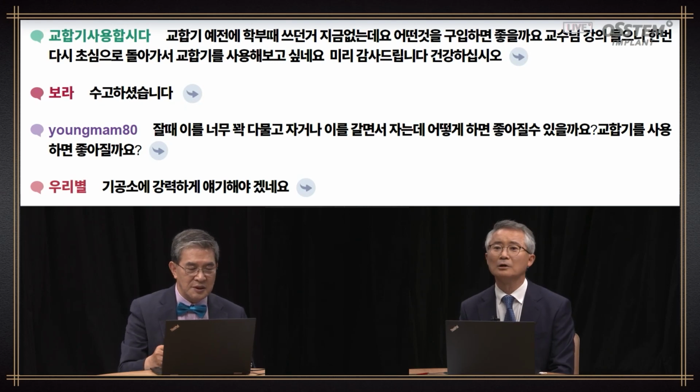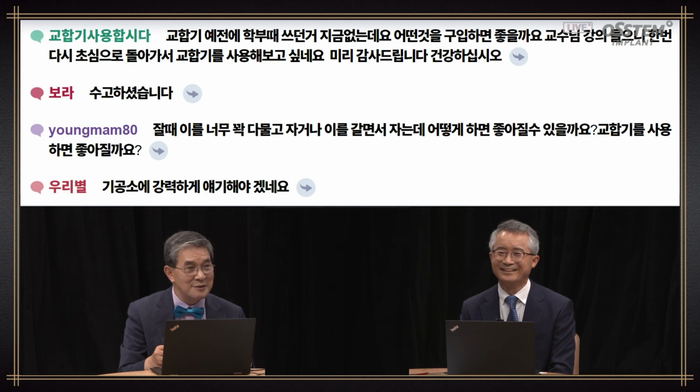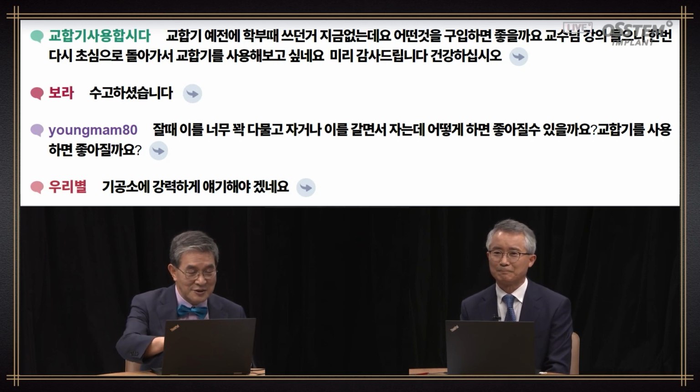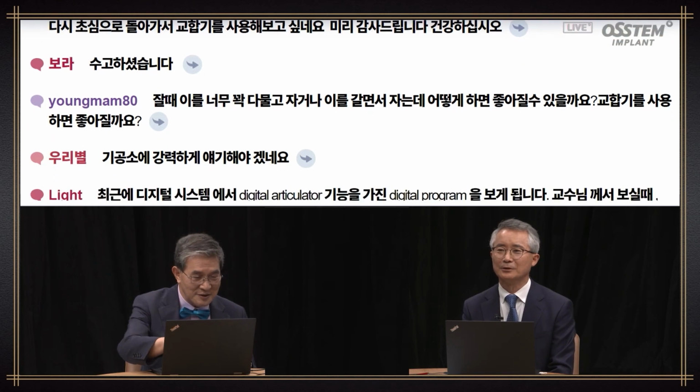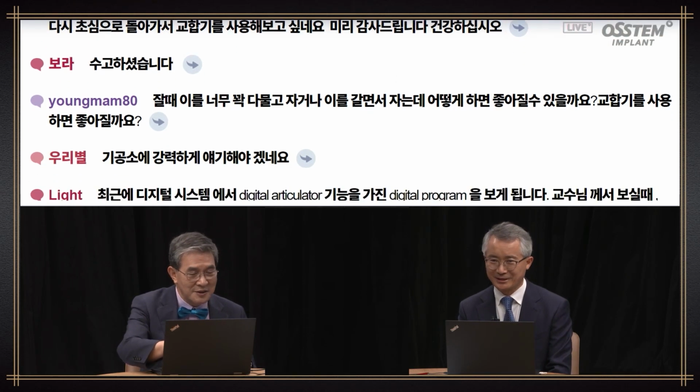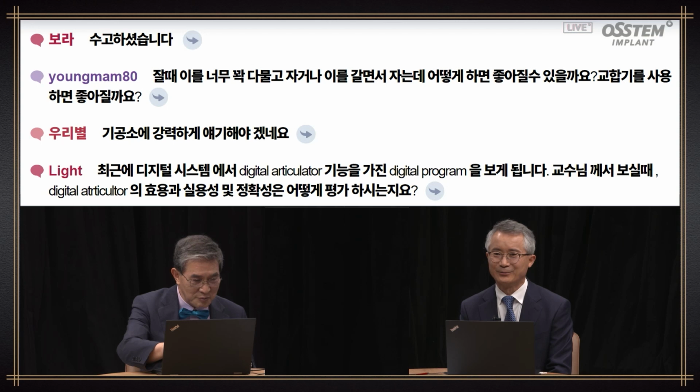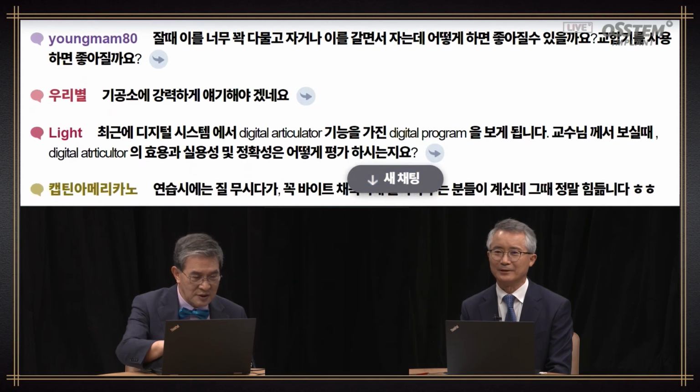Let's use articulators. I don't have the articulator that I used to use when I was a student. Which should I buy? The professor has mentioned ATEX. I think Professor Lee really likes ATEX. It's really convenient. He uses it really well.